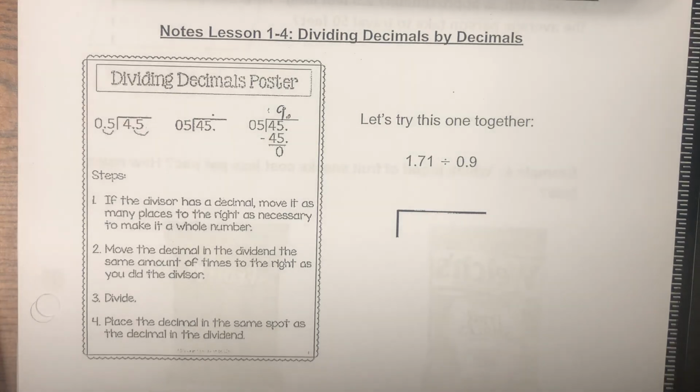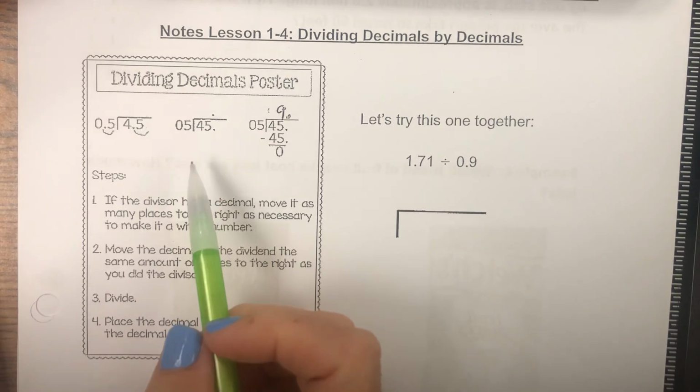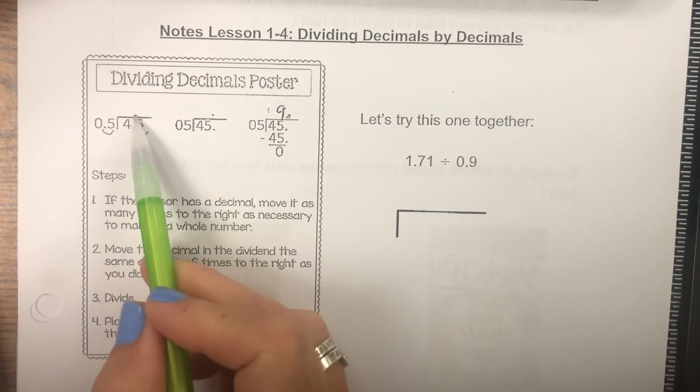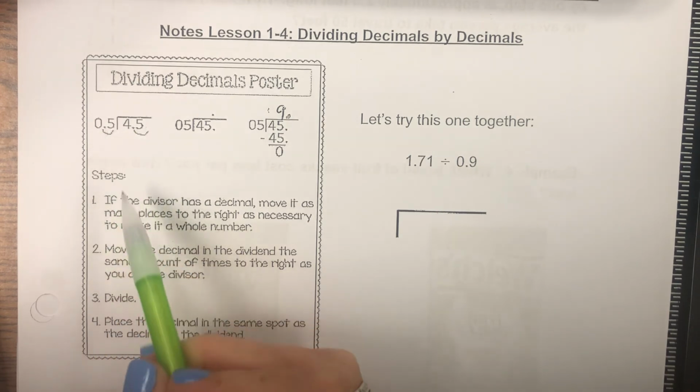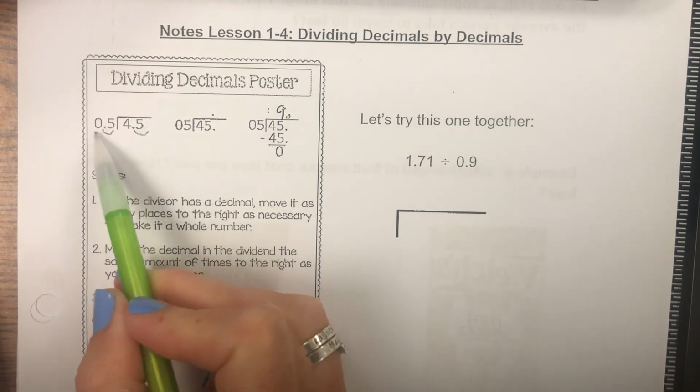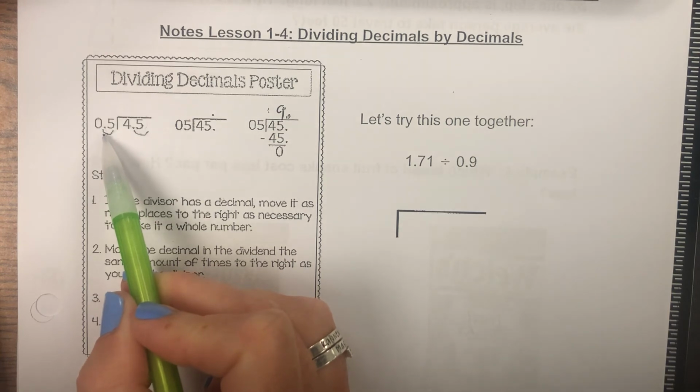Okay, so today we're moving on and dividing decimals by decimals. So in this poster here, we have a decimal. Remember, this is the dividend that's inside, and this is the divisor. And it says if the divisor has a decimal, so here's my divisor, it does. We cannot have a decimal on our divisor. That's the first thing we have to get rid of.